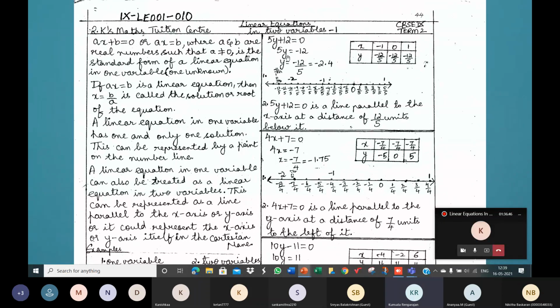You don't have to show the calculations. It's understood. y is minus 12 by 5. That means y is always minus 12 by 5 for any value of x. Now plot these points on the graph paper, children. We'll discuss in which quadrants they lie or if they lie on any axis. Please do this.